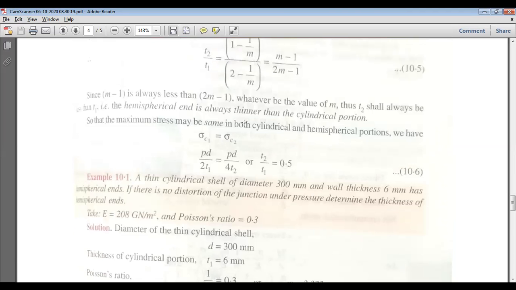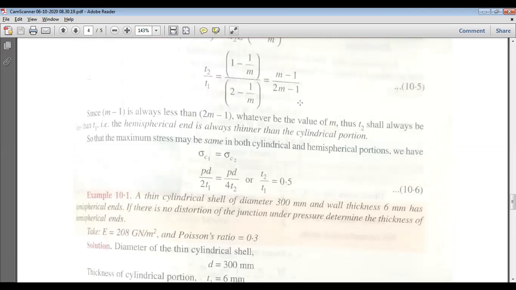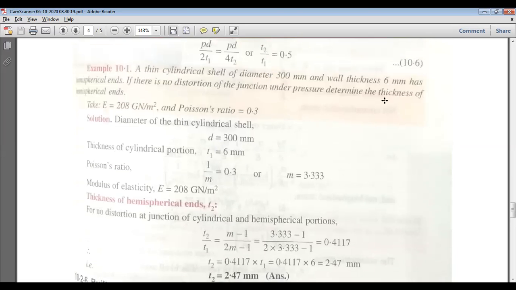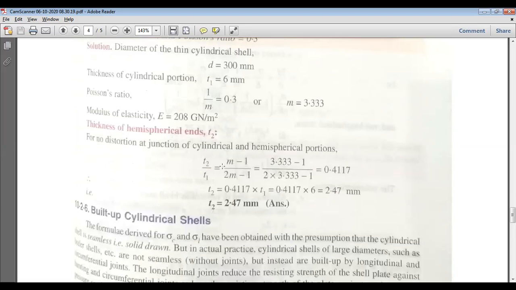T2 by T1 is equal to (m minus 1) divided by (2m minus 1). T1 is given, the 6 millimeter thickness, 0.06. So substituting these values, m is 3.333, so (3.333 minus 1) divided by (2 into 3.333 minus 1) gives T2 by T1. T1 is 6 millimeter. So 0.4117 multiplied by 6 gives 2.47 millimeter.